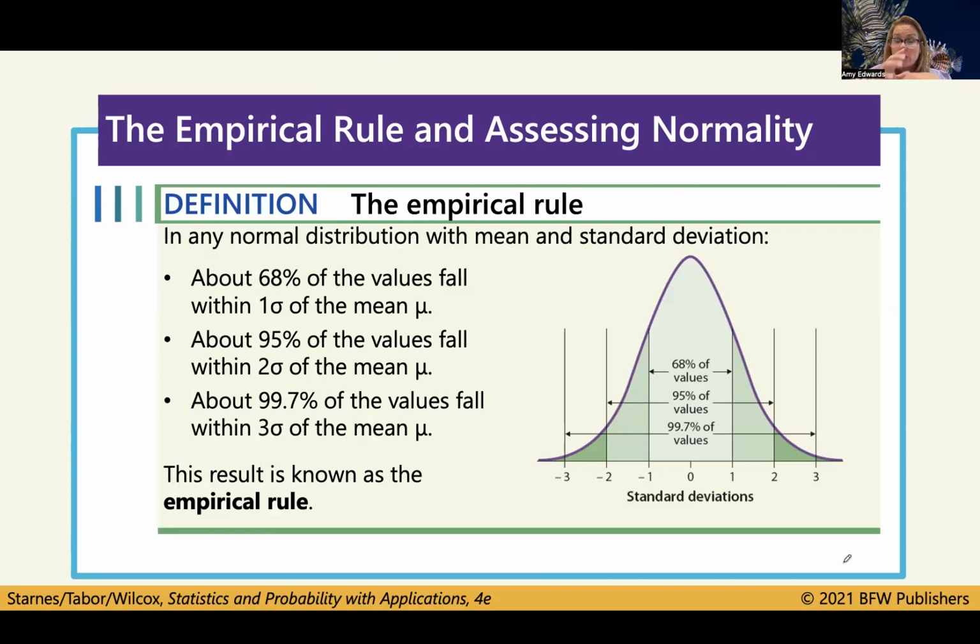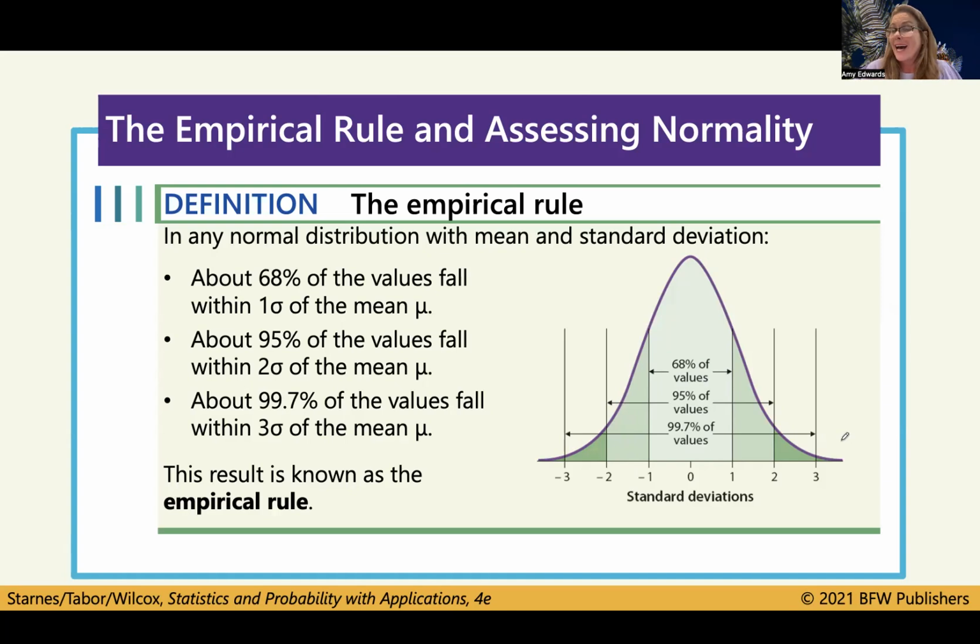I have this graph for you in Google Classroom if you need it, because this you want to memorize. And you can see 68% of all the values are going to fall within one standard deviation of the mean. That's above and below. Okay. 95% is going to fall within two standard deviations. And then 99.7 will fall within three standard deviations. This is the empirical rule.